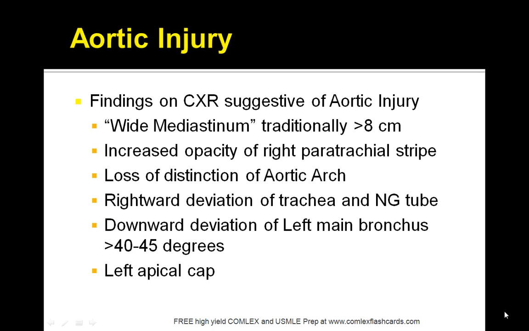Okay, so let's start with aortic injury. The findings on chest x-ray suggestive of aortic injury include a widened mediastinum, traditionally greater than 8 centimeters. There is increased opacity of the right paratracheal stripe, loss of distinction of the aortic arch, rightward deviation of the trachea and nasogastric tube, downward deviation of the left main stem bronchus, and a left apical cap.